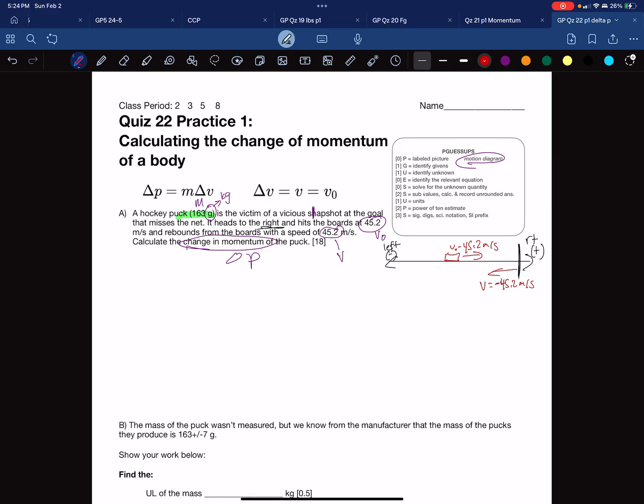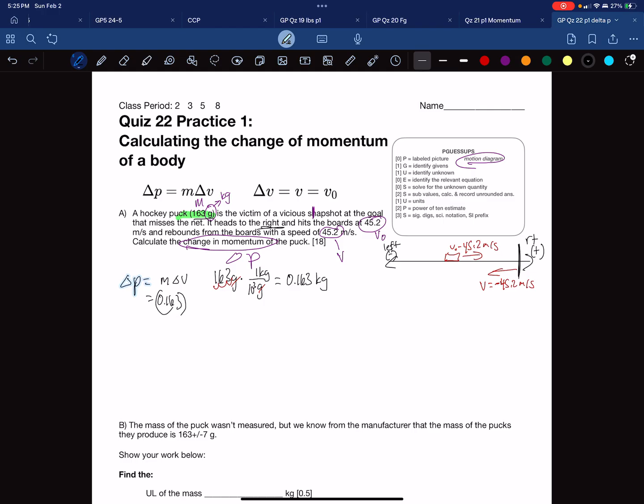And we're asked to calculate the change in momentum. Well, the change in momentum is m delta v. Our mass is in grams. It needs to be kilograms. So 163 grams times, see grams on the bottom, kilograms on the top. 1 kilogram is 10 to the third, or 1,000 grams. Grams cancel. And since it's 10 to the third, we move the decimal place 3. So it is 0.163 kilograms.